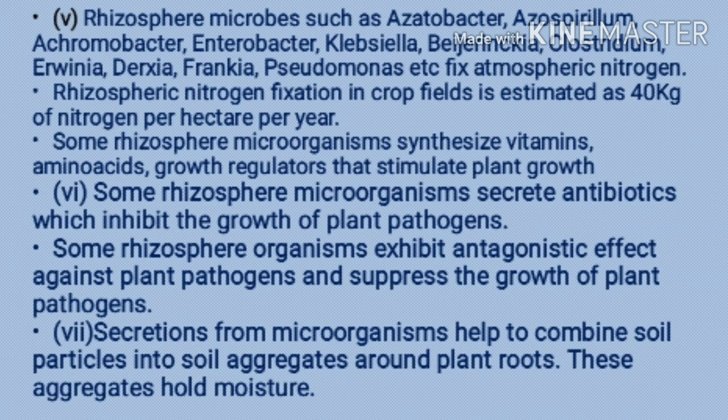Some rhizosphere microorganisms, particularly those belonging to the actinomycetes such as Streptomyces, Actinomyces, etc., produce antibiotics which inhibit the growth of plant pathogens. Some rhizosphere organisms exhibit an antagonistic effect against plant pathogens: Trichoderma fungi and Pseudomonas bacteria. So these organisms inhibit and suppress the growth of plant pathogens. Secretions of microorganisms help to combine soil particles into soil aggregates around the plant root. These aggregates hold the moisture. So in that way, they are helpful in maintaining the structure of the soil.